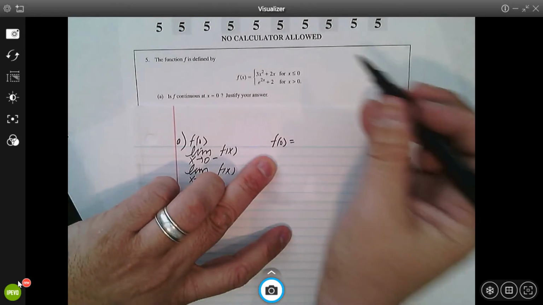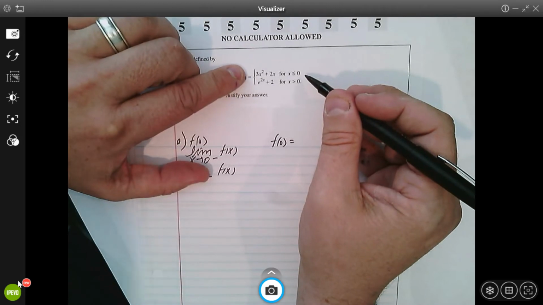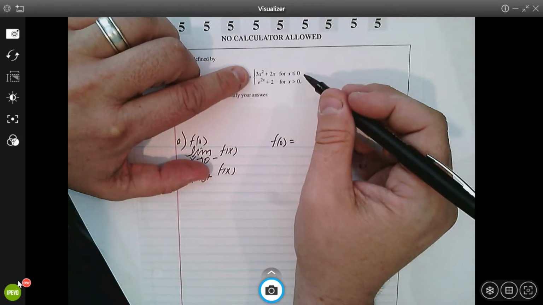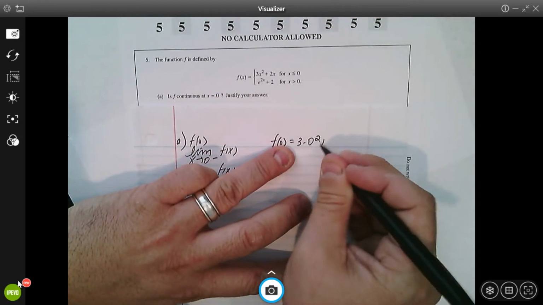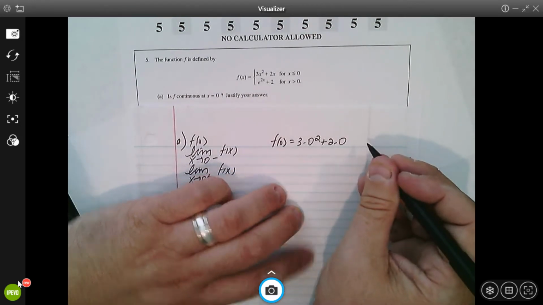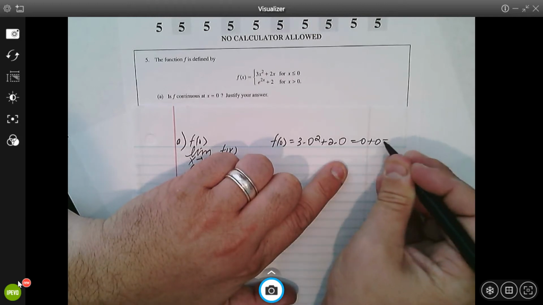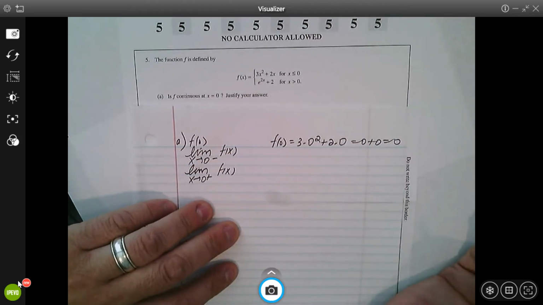What's f of 0? Based on the way the function is defined, at x equals 0, we're going to use the top half. And so this is 3 times 0 squared plus 2 times 0. That's 0 plus 0. Great.